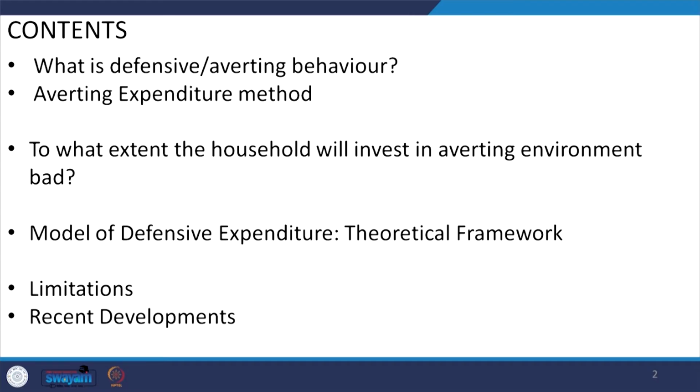And then we will be discussing to what extent households will be interested in investing for averting the environmental bad. And on this aspect we will be talking about a theoretical framework, and we will be talking about a model of defensive expenditure. And then we will be discussing what are the broad limitations of this method, and also focusing on the recent developments in this method itself.